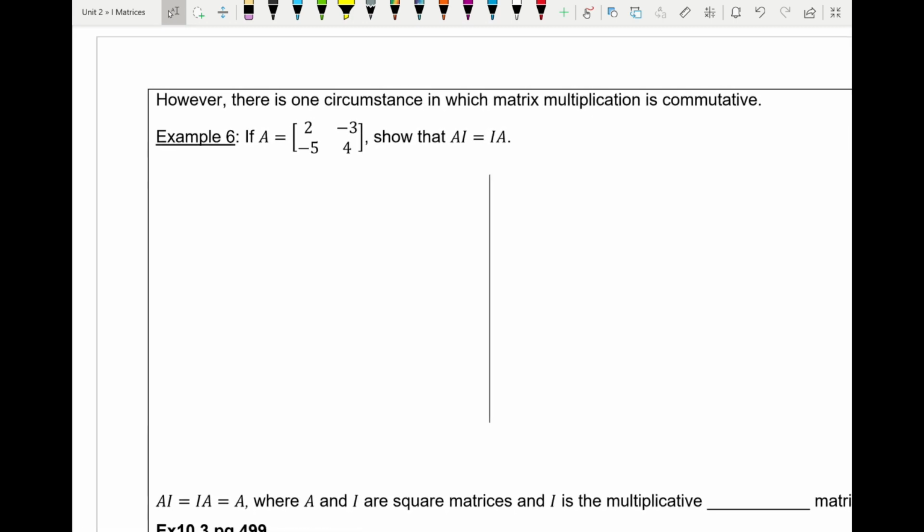There is also one other circumstance in which matrix multiplication is commutative, which is when you multiply by the identity. So, multiplying by the identity. Let's do I times A first. So our identity, we use context to discover it's going to be a 2 by 2 because we need to line up orders. So 1, 0, 0, 1.